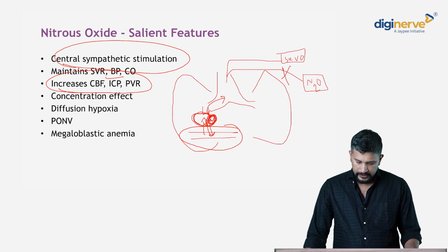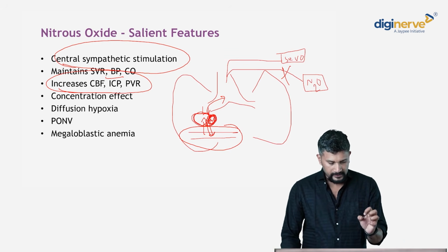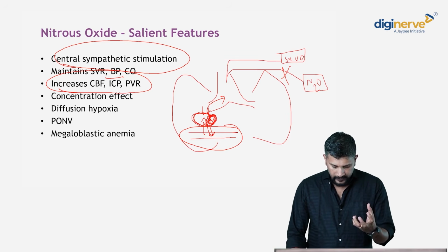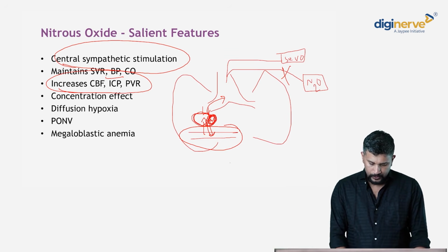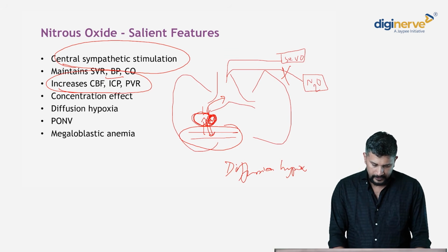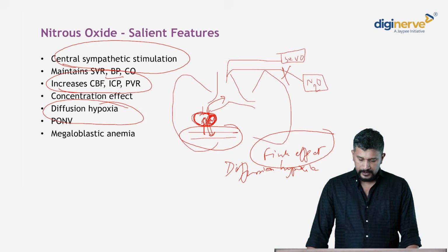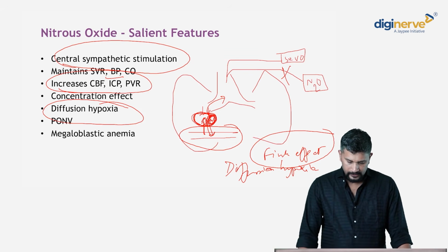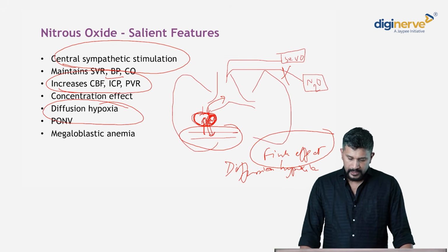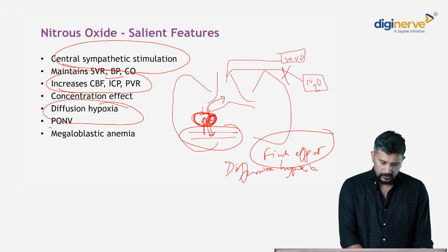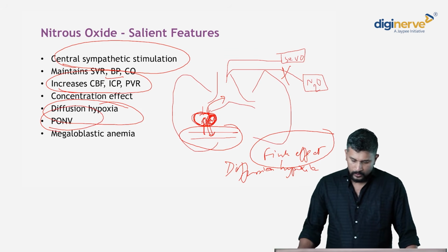This results in the dilution of your oxygen present within the alveolus at the time of emergence, resulting in diffusion hypoxia. This is something which is very important. Again, it is asked often, and it is also called your Fink effect. So other important side effects when you use nitrous oxide, other than diffusion hypoxia, it tends to have a higher incidence of post-operative nausea and vomiting.